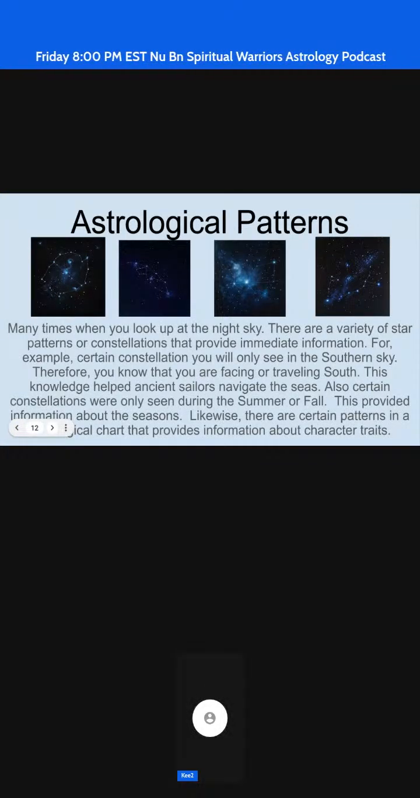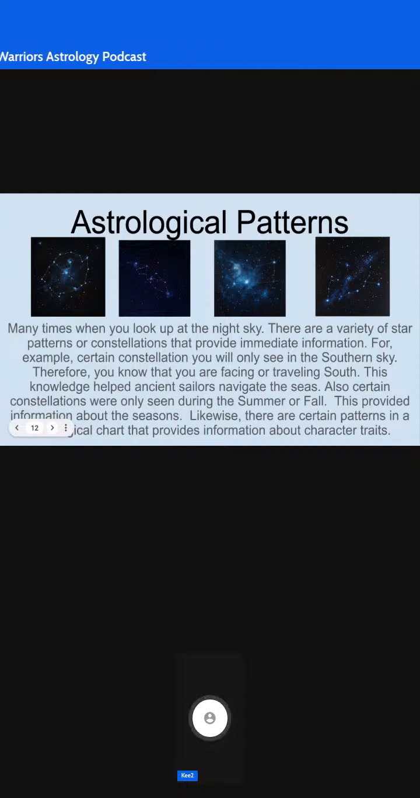Astrological pattern. Many times, when you look up at the night sky, there are a variety of star patterns or constellations that provide immediate information. For example, certain constellations you will only see in the southern sky. Therefore, you know that you are facing or traveling south. This knowledge helped ancient sailors navigate the seas.